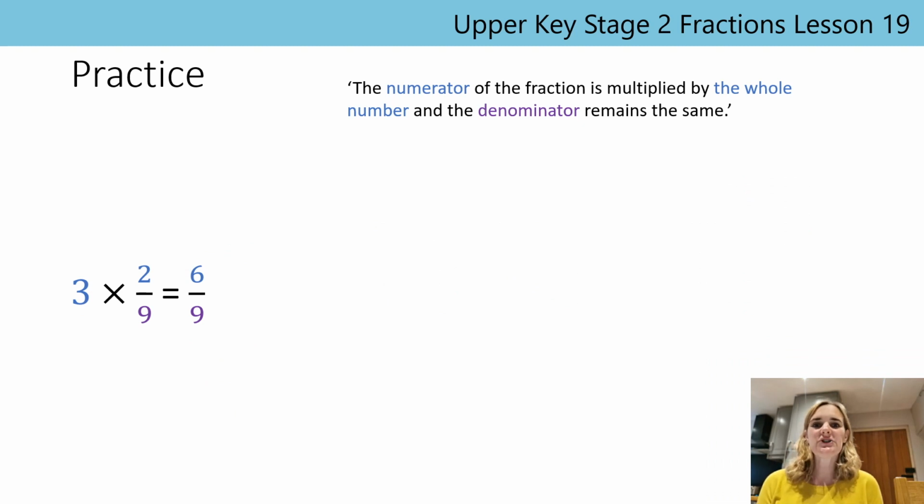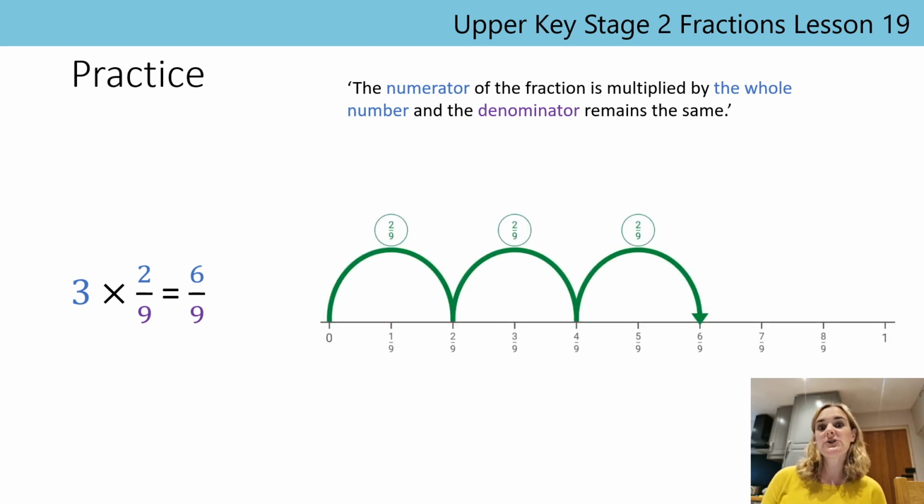The next question you were asked to solve is 3 multiplied by 2/9, which we know if we multiply our whole number and our numerator, the 3 and the 2, we get 6. So we get 6/9 because our denominator remains the same. I decided to use a number line to illustrate this one. You can see on our number line that we have jumped from 0, we've jumped on 2/9, and then another 2/9, and then another 2/9, so we've got 3 lots of 2/9, and we land on 6/9.